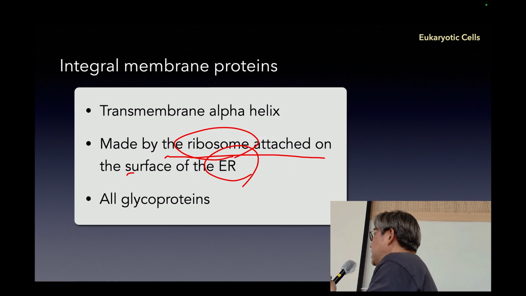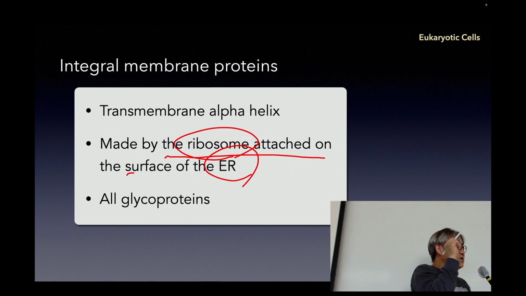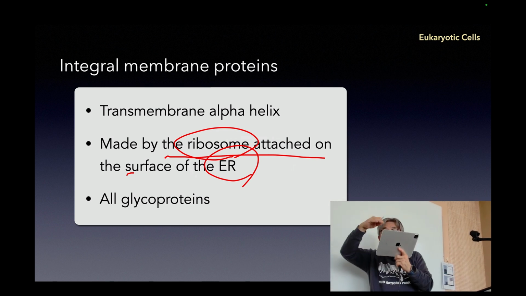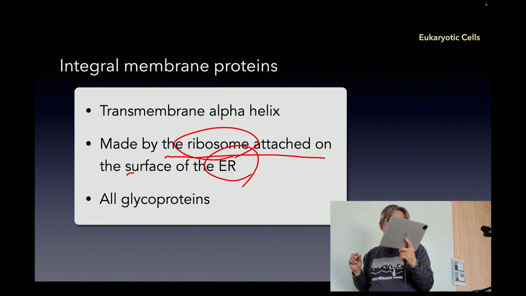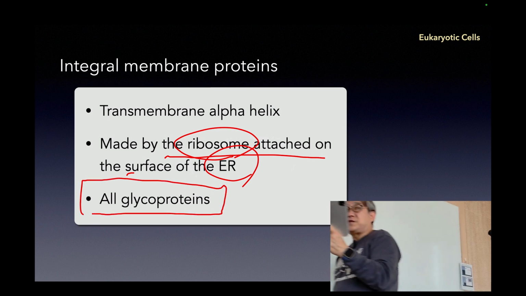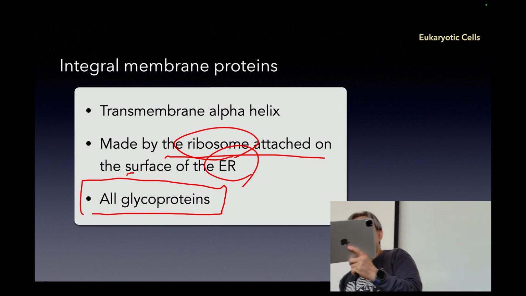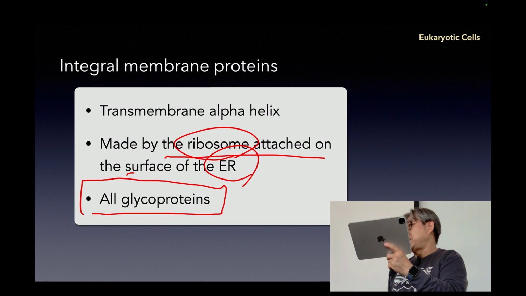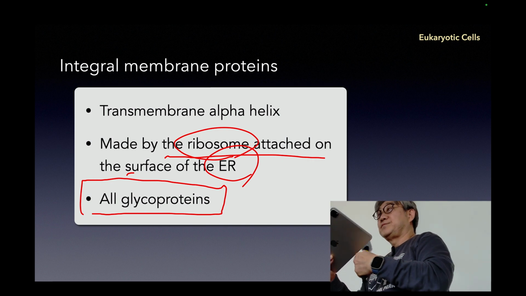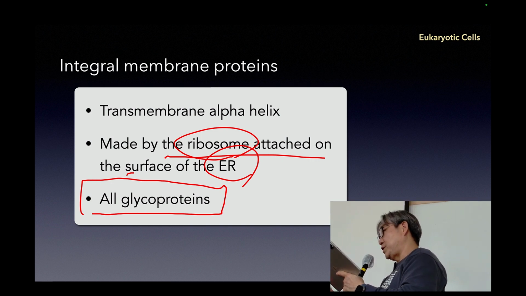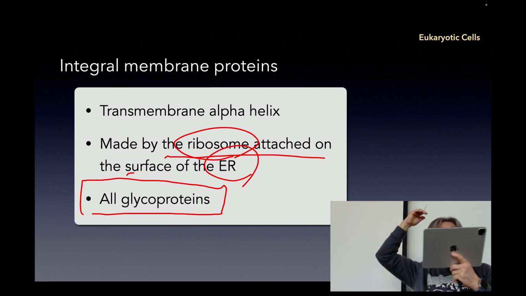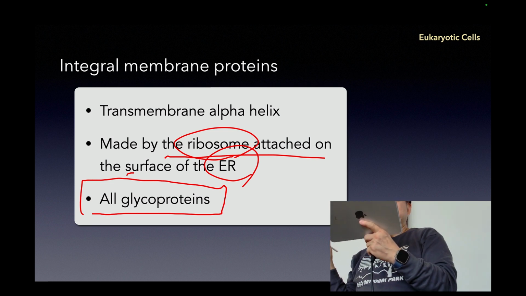The surface of the ER, those ribosomes are attached, for some reason they are attached on the surface of this so-called ER membrane. And another common feature of all these integral membrane proteins is that they are all glycoproteins. What's glycoproteins? Proteins having carbohydrate on the surface. And what's the importance of this carbohydrate on the protein?